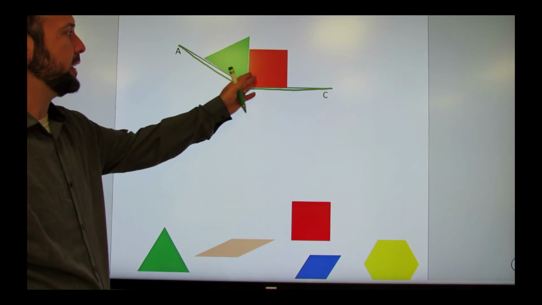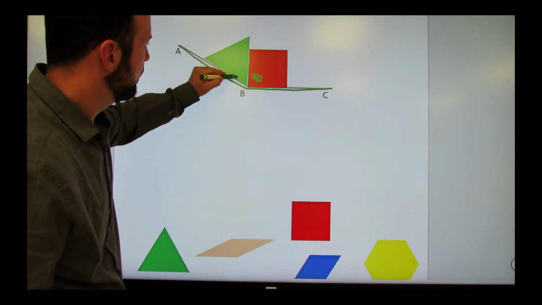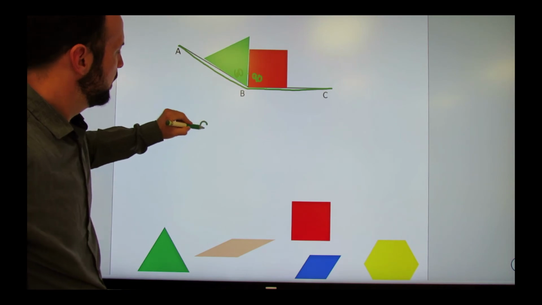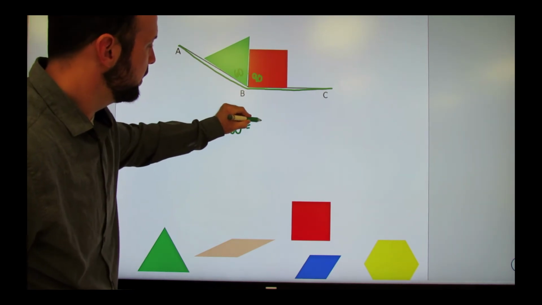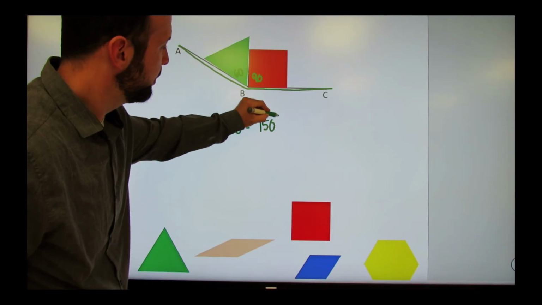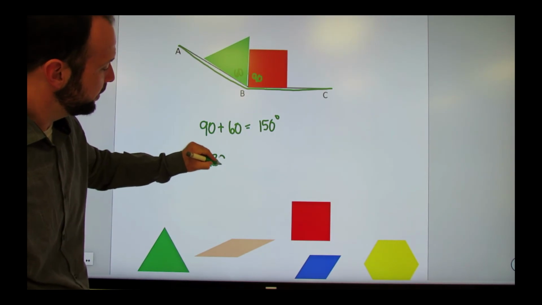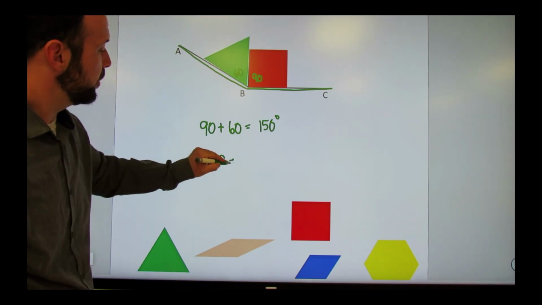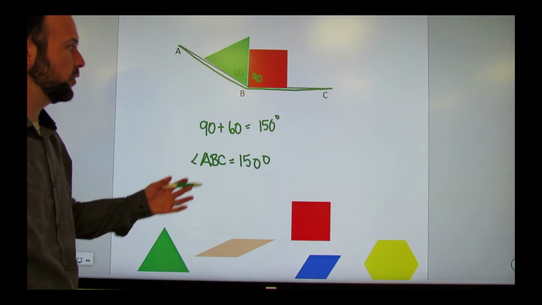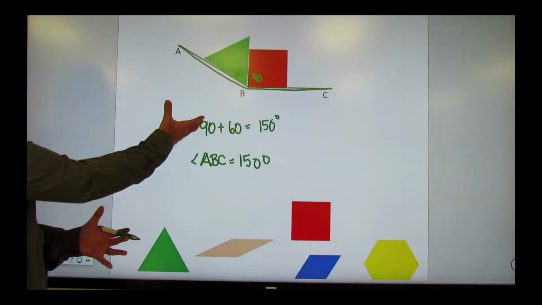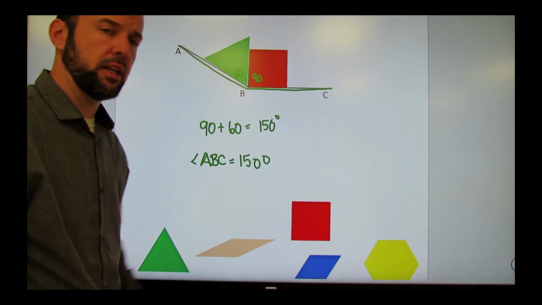So we know that 90 degrees of this square and 60 degrees of this triangle, 90 plus 60 is going to be 150. So we could say that the angle of ABC is equal to 150 degrees. Okay? 150 degrees. So we can use those shapes to help us find the measurement to some angles. All right? Let's take a look at another one.